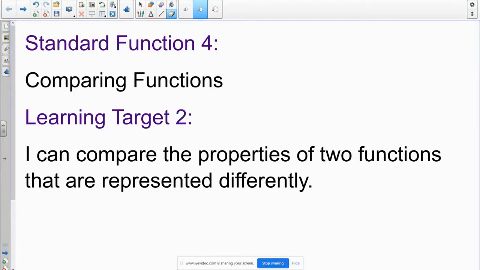Standard function 4, still comparing functions. The learning target we're looking at is I can compare properties of two functions that are represented differently. So that means it could be a table and a graph, or a graph and an equation. But the difference between LT1 and LT2 is LT2 doesn't say it has to be proportional. So we could be looking at a proportional table and a non-proportional graph. So you need to be careful when you're comparing that you know which kind you're comparing with.